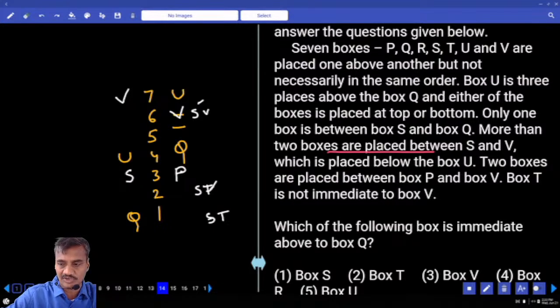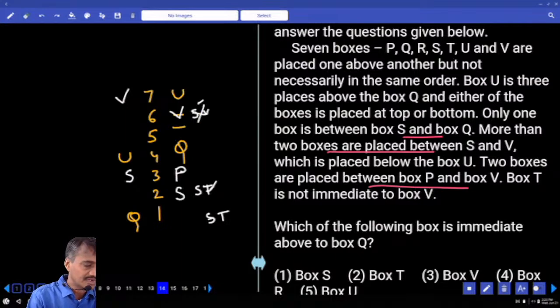V is placed below you, and 2 boxes are in between P and V. T is not immediate to V. T is not immediate to S. Only one box is between S and Q. Now only one box between S and Q, S will be here. Now if S is here, then we cannot have T at this place, T is here. Now T is here, what is the other thing left over here? R is the box left over.